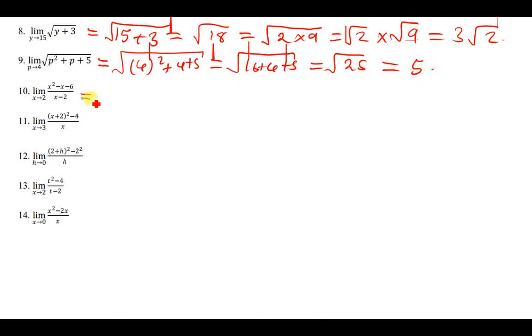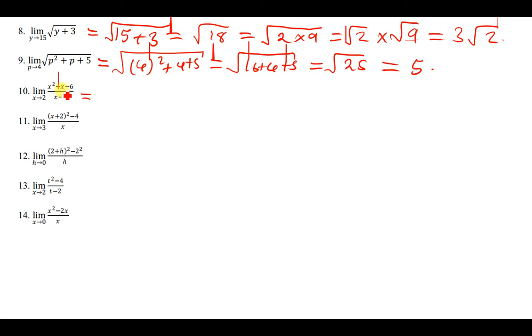This one is found also by replacing x with 2, but if you check the denominator there, if we replace x with 2 we're going to have 2 minus 2 in the denominator, which is going to give us undefined, because 2 minus 2 gives us 0. Any number divided by 0 is undefined. So for this question, you first have to factorize the numerator, but of course here there was supposed to be a plus, not a minus.